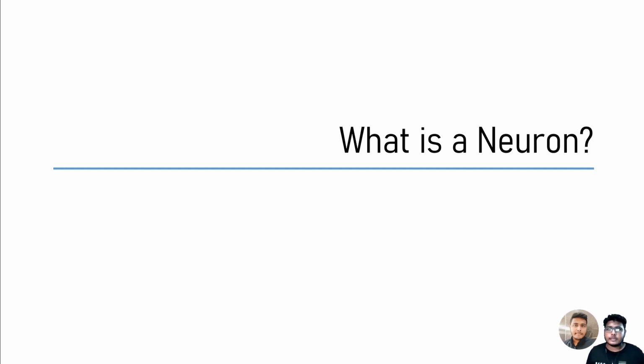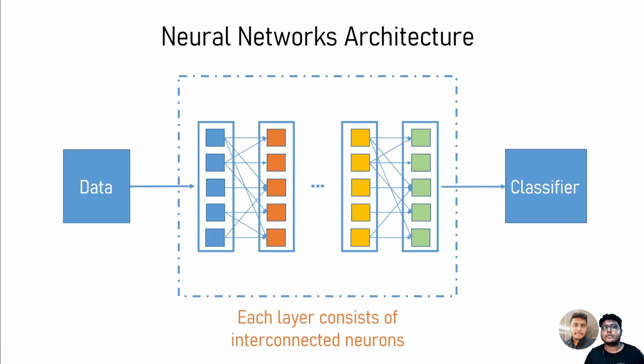So what is a neuron? In the previous couple of videos, we have talked about how a neural network looks. In a neural network you have different layers, and then you have neurons in each of those layers, and all the neurons are interconnected. The neurons in layer n-1 are connected to the neurons in layer n. So that's what an entire neural network looks like.